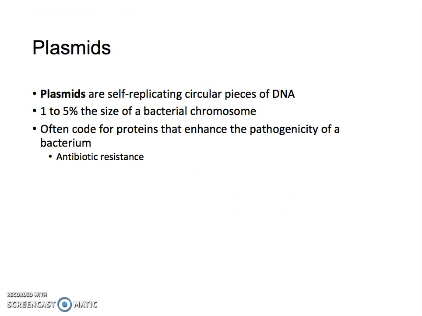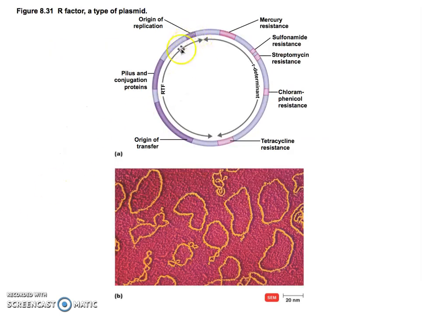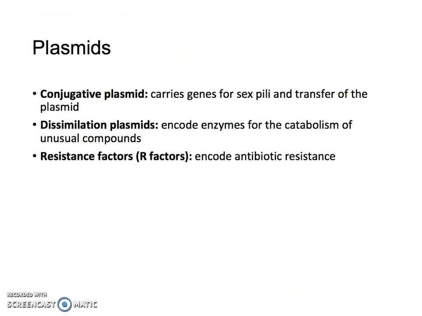Plasmids, again, are self-replicating circular pieces of DNA, about 1 to 5% of the size of a bacterial chromosome, and often code for proteins that enhance pathogenicity and antibiotic resistance. So this is one plasmid, and here you can see we've got some mercury resistance, some sulfonamide resistance, streptomycin, chloramphenicol, tetracyclines. This is the origin of transfer. This is the sex pilus that allows it to transfer. Conjugative plasmids carry genes for sex pili.